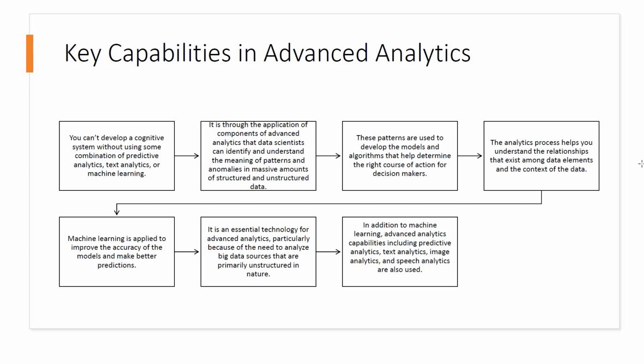You are able to handle the data which are streaming data, structured data, unstructured data, and you have to go with advanced analytics for you to get the analytics done nicely, correctly, and also efficiently. In addition to just machine learning, advanced analytics capabilities including predictive analytics, text analytics, image analytics, speech analytics are also used. So you may have to know all this when you are going to that kind of systems which are getting built. So please understand, these are the key capabilities in advanced analytics.